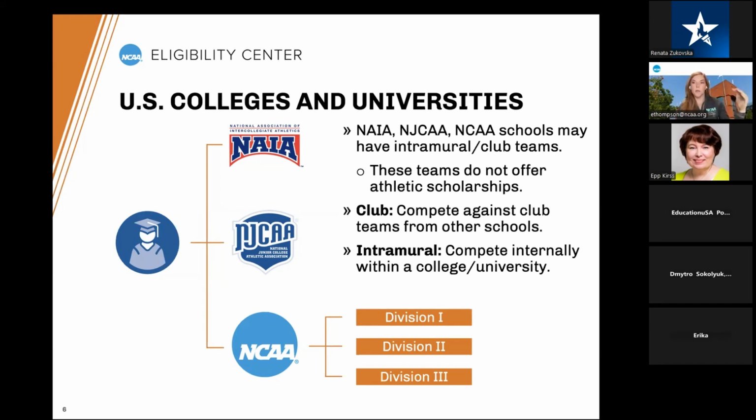So aside from the NCAA team, which is kind of the one that represents the university at more of a varsity level, there are club and intramural sports. So club teams compete against other club teams from other schools. It's on a kind of a smaller scale. It's typically some of the lesser known sports, and I'll talk to you about what sports are NCAA sports in an upcoming slide. And then intramural.